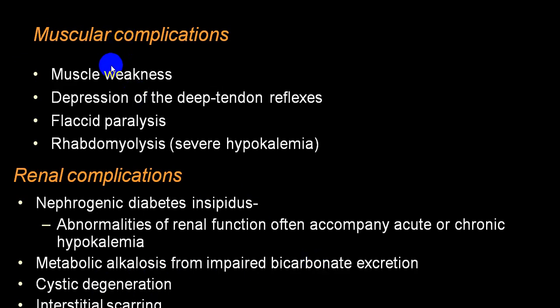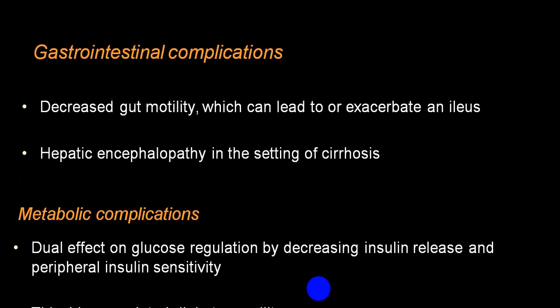As far as muscle complications are concerned, there is severe muscle weakness and flaccid paralysis, and in severe hypokalemia a person can develop rhabdomyolysis, which can induce myoglobinuria and produce AKI. For renal complications, a person can develop nephrogenic diabetes insipidus because of acute or chronic hypokalemia. A person can also develop metabolic alkalosis. There can be cystic degeneration in the kidney and interstitial scarring. These are some of the complications which can later on become dangerous.